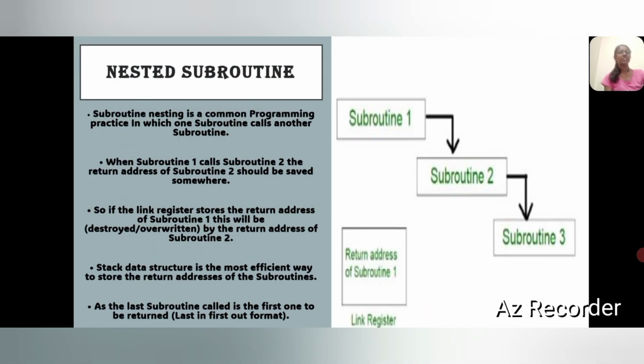The next topic is nested subroutine. There are three parallel subroutines, namely 1, 2 and 3, which are linked to the return address of subroutine 1 with a link register. The subroutine nesting is a common programming practice in which one subroutine calls another subroutine. When subroutine 1 calls subroutine 2, the return address of subroutine 2 should be saved somewhere. So if the link register stores the return address of subroutine 1, this will be destroyed or overwritten by the return address of subroutine 2.